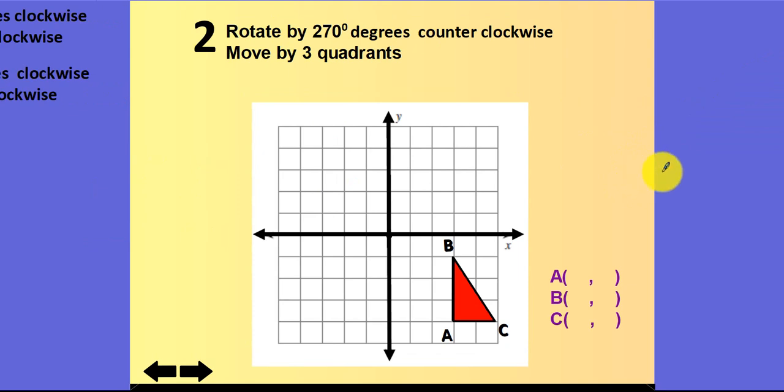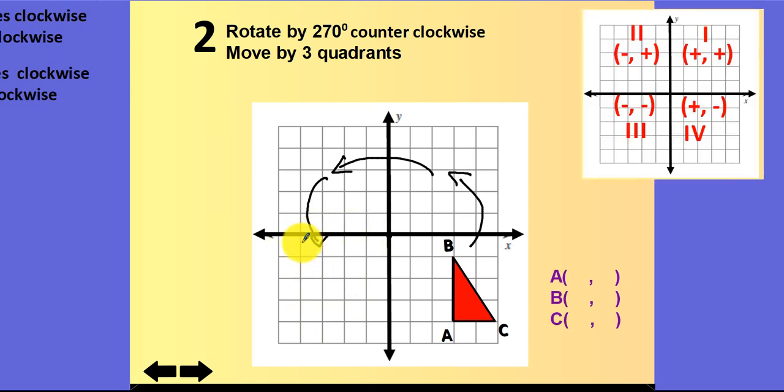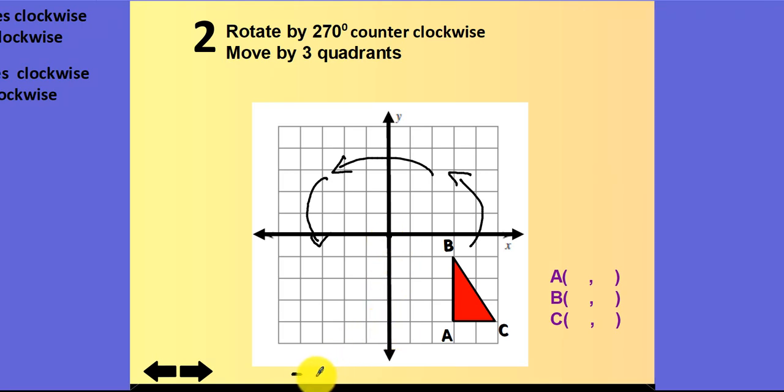Our next example, rotate by 270 degrees counterclockwise. So counterclockwise means I have to move in this direction. 270 means I have to move 3 quadrants, 1, 2, and then 3. So my image should land here. Now on this quadrant, we said that the X values should be negative and the Y values are also negative.